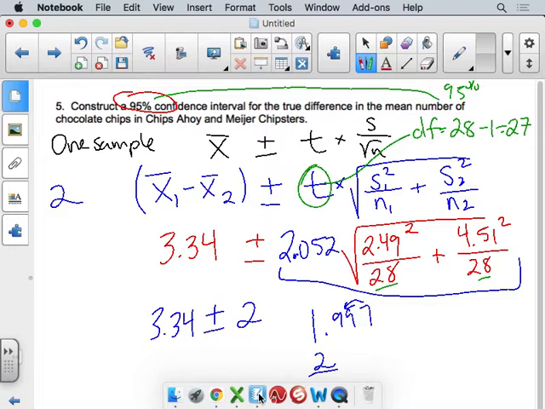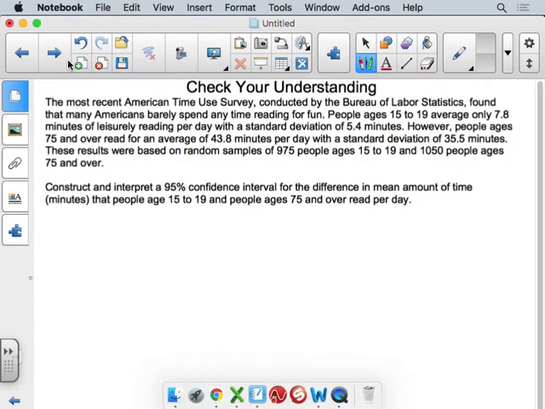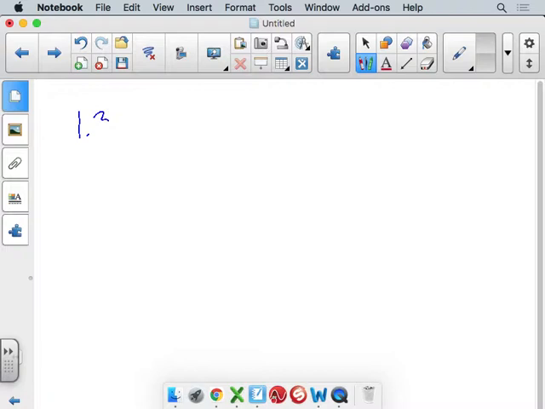Let me finish this off on the next page here. So plus or minus 2 from 3.34 gives me this range, 1.34 to 5.34. Okay, so that's my interval. I am 95% confident that this is the true average difference between Chips Ahoy and Chipsters.